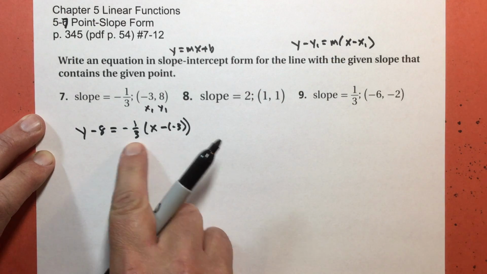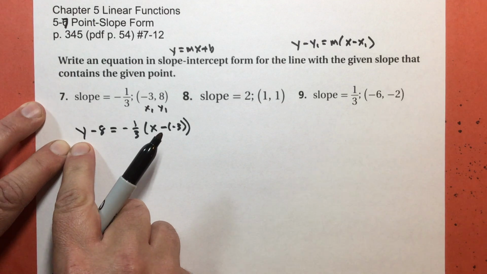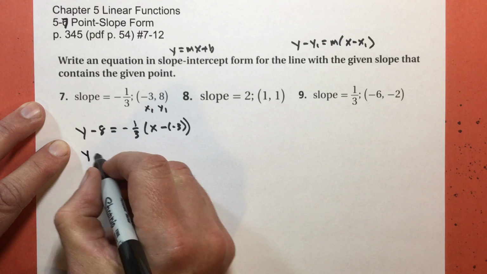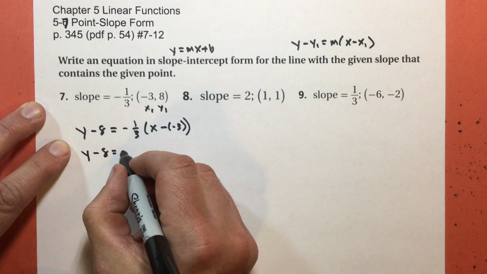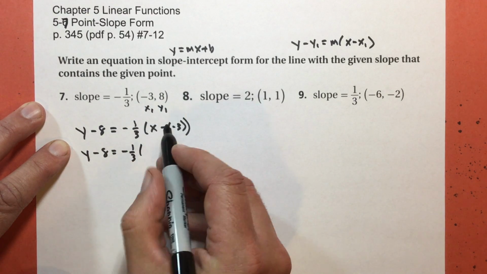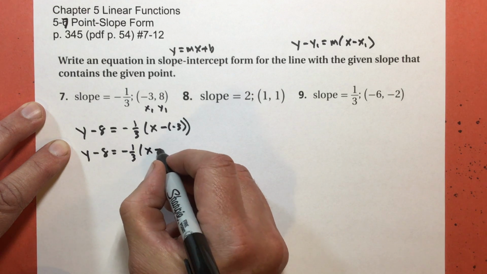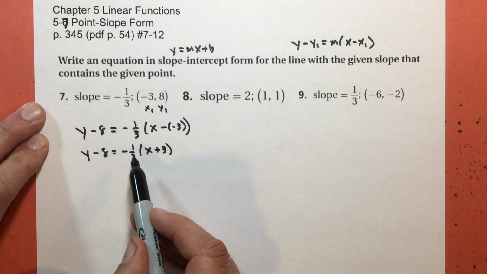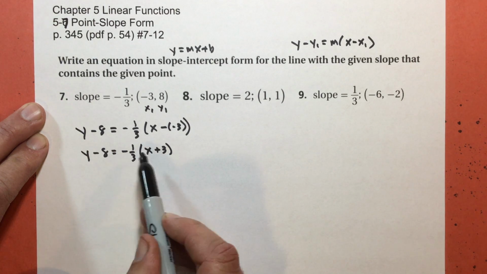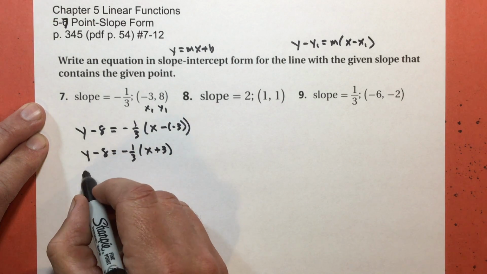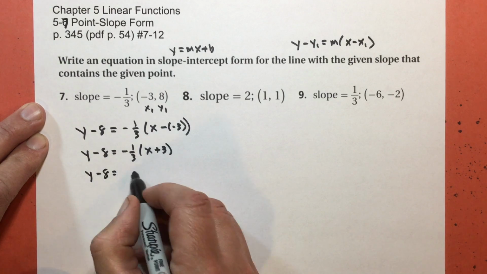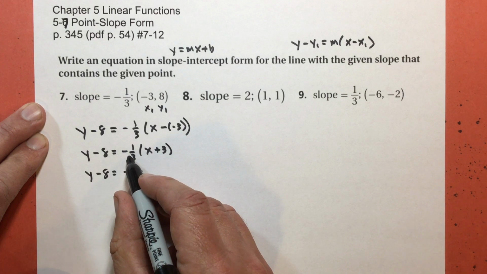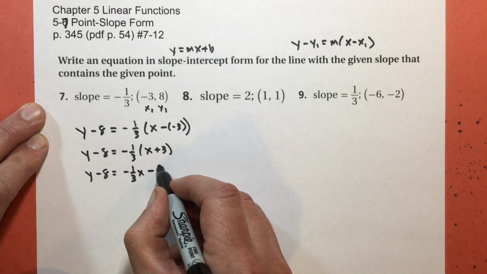Now I need to simplify and get the y by itself. First, I'm going to take care of this inside the parentheses. Y minus 8 equals negative 1/3 times x plus 3, since subtracting negative 3 means adding 3. Now I'm going to do distribution. I'm going to multiply the negative third by the x and by the 3. So I get y minus 8 equals negative 1/3 times x. Negative 1/3 times positive 3 is negative 1.